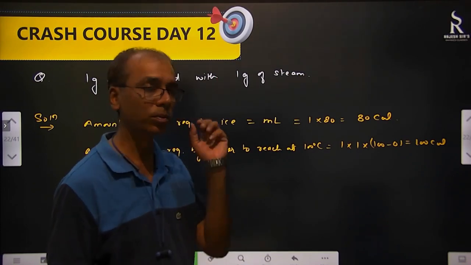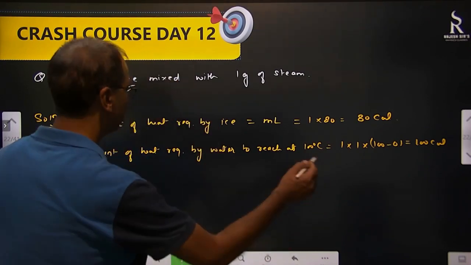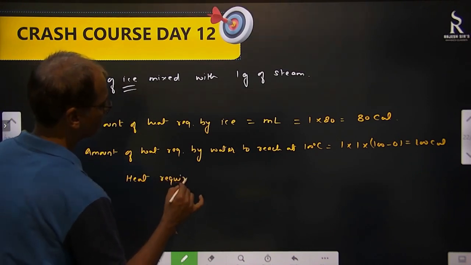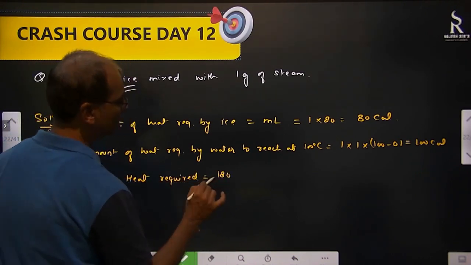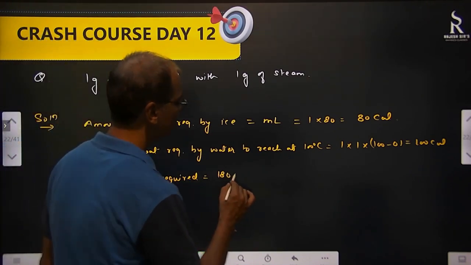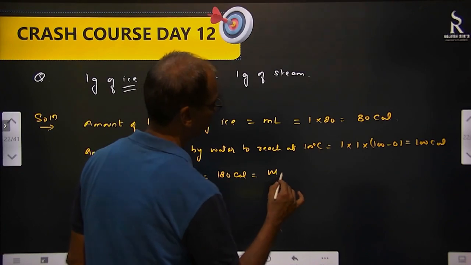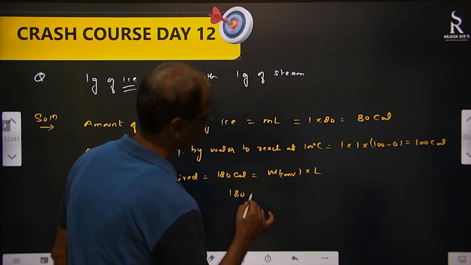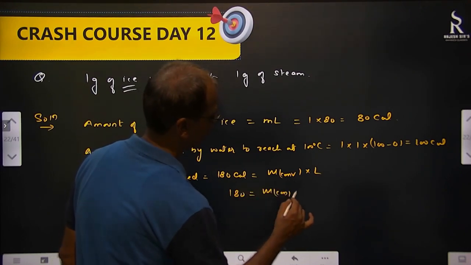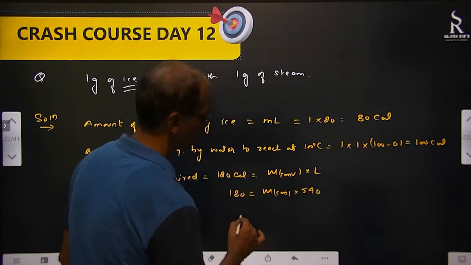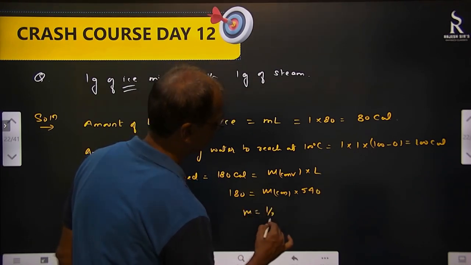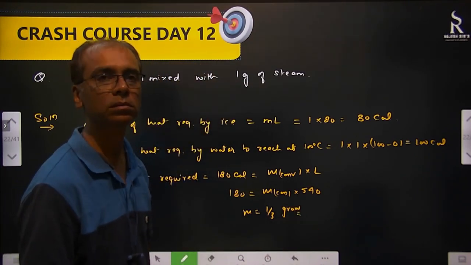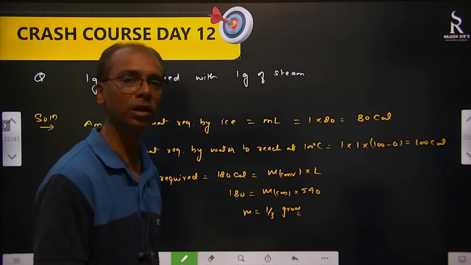Now question is what is the composition? So for composition, you see that heat required is how much? 180. Now this who will give us? Steam. So for this how much steam needs to be converted? Mass of steam converted into its latent heat. So 180 equal to mass converted into 540. So M is 1 by 3 gram. 1/3 of a gram is converted. So how much is remaining? 2/3 is remaining, 1/3 is converted.